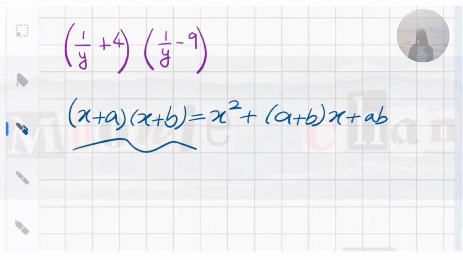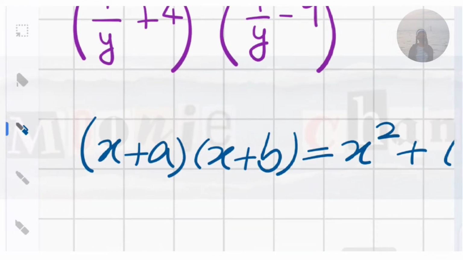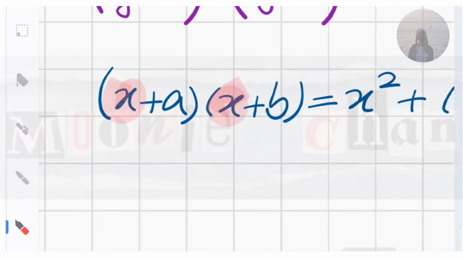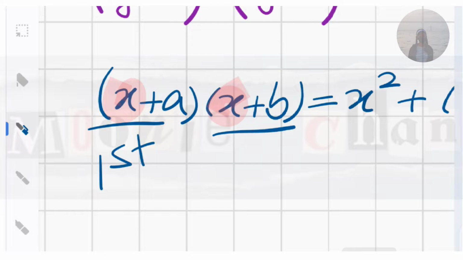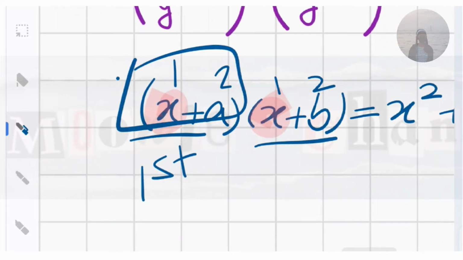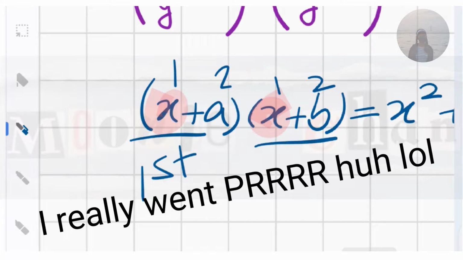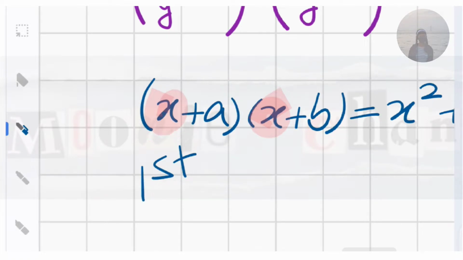Okay, let's see a pattern here. This x right over here, it's repeated twice in the left hand side of this formula, okay? And in both the places, it's in the first position in both the brackets. Can we see that? X plus a into x plus b. This is the first bracket, and in this also it's in the first position, and in the second bracket also it's in the first position only. So what?